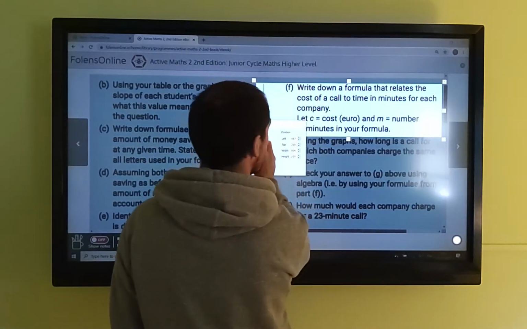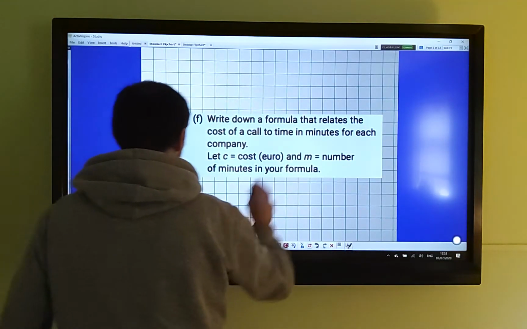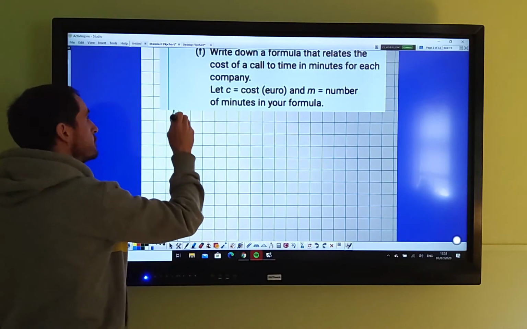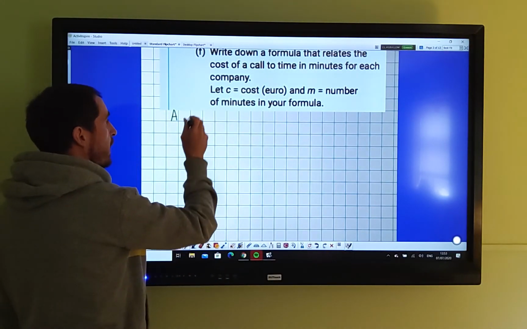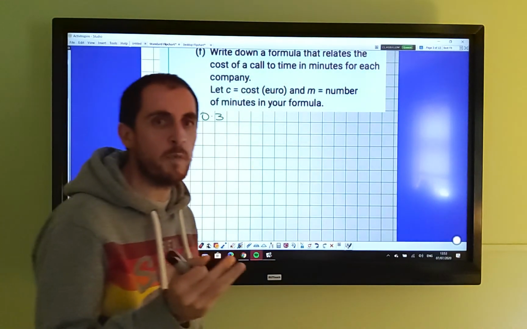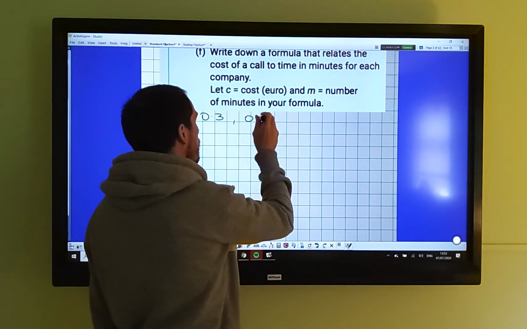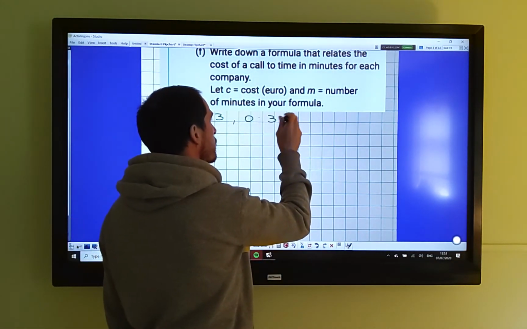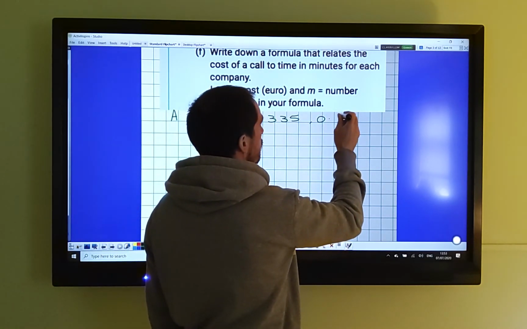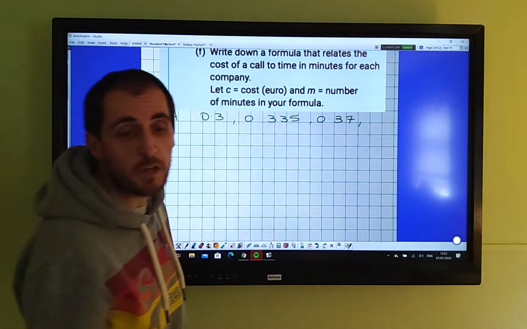Now, we'll just move this across here. Okay. So let's start off with company A. The pattern is as follows. It's 0.3, then it goes to 0.37, but that's for 2 minutes. We want to work it out for 1 minute. So it's going to be 0.335, 0.37, and so on.